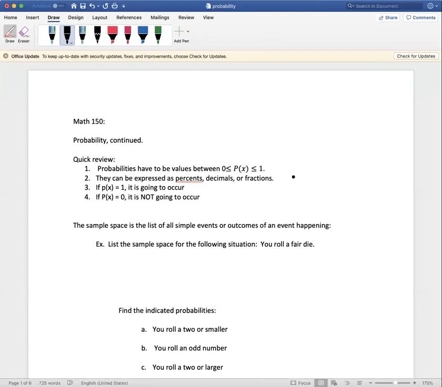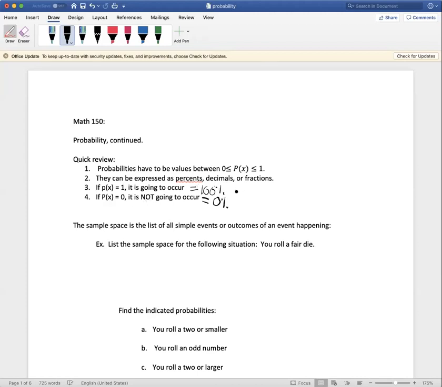So as a review, we talked about in class that probabilities have to be values between 0 and 1. So it's always going to be a number or value between 0 and 1. If you know the probability of an event occurring is 1, that means that there is a 100% chance that it's going to occur. So if I said the probability it's going to rain today is 1, that means you have to bring your umbrella. If the probability of an event occurring is 0, that means it's not going to occur. If I said the probability that someone will pass the test is 0%, that means they're not going to pass the test. So we know that probabilities are values between 0 and 1.